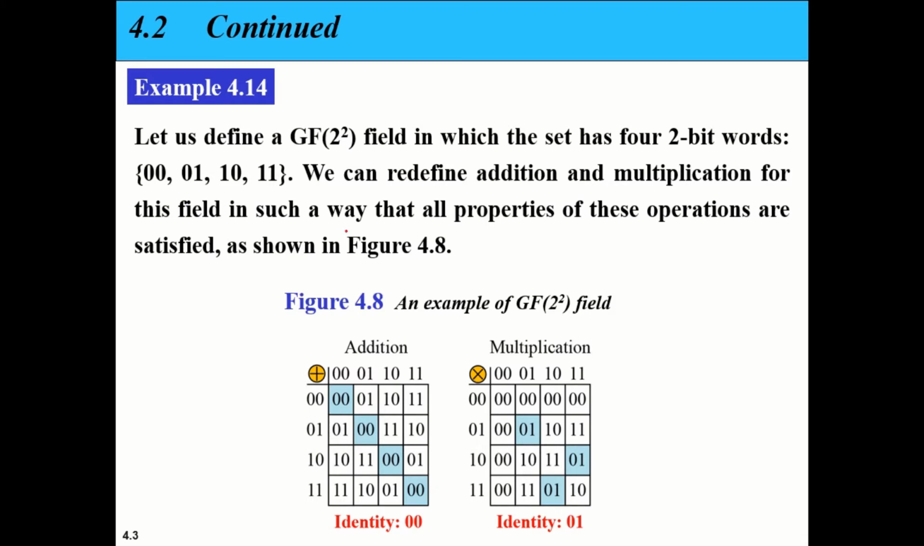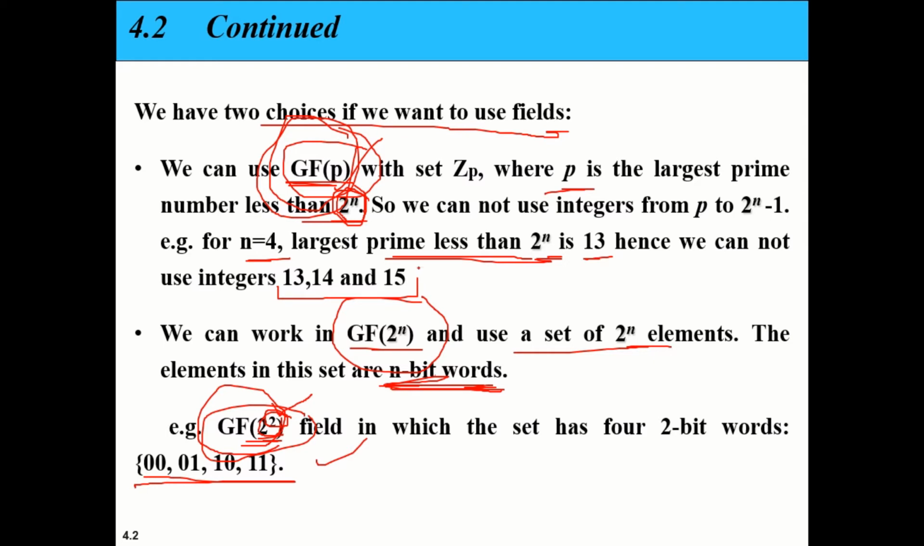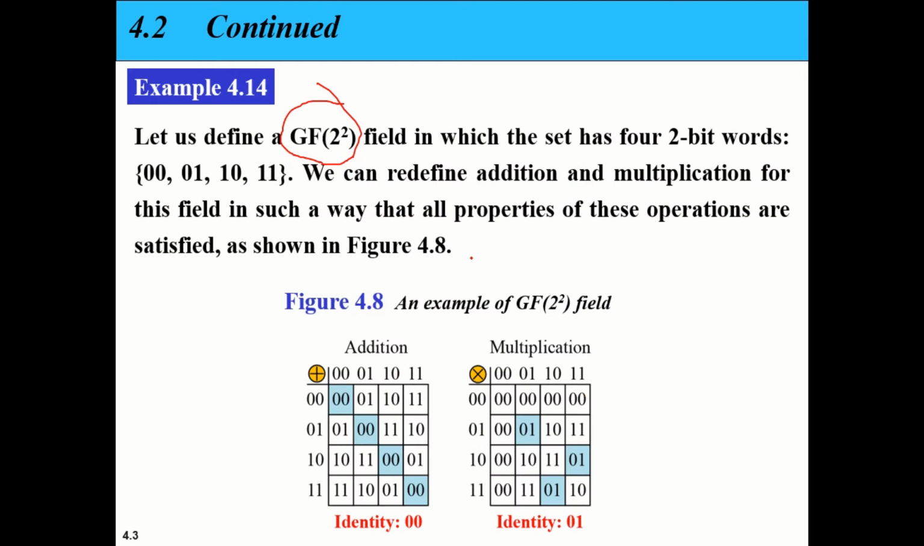Now this is how we can define an example of the addition and multiplication operations using this particular field, which is GF(2^2), of the form GF(2^n), which was the second case. Using this field, I'll tell you how we perform addition and multiplication. So this is an example. We have this field which has 2^2 elements, that means 4 elements, and each element is a 2-bit word.